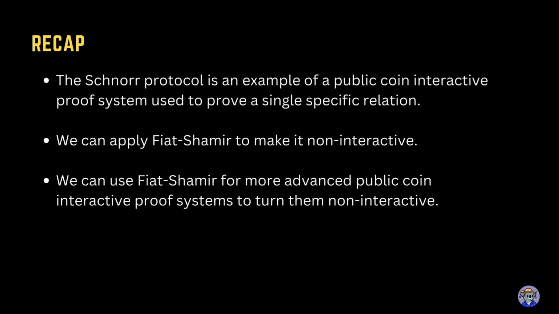Let's quickly recap what we covered today. We started by explaining the Fiat-Shamir transform and defining what a public coin interactive proof system is. Then we looked at the Schnorr protocol, which is an example of an interactive public coin proof system used to prove a single specific relation. Using Schnorr, we saw how to apply Fiat-Shamir to turn an interactive proof into a non-interactive one. This is exactly the workflow we'll follow with more advanced proof systems in the future, the ones that can prove arbitrarily complex statements. We'll first design an interactive proof system that is complete, sound, succinct, and public coin. Then applying Fiat-Shamir will turn it into a non-interactive proof.